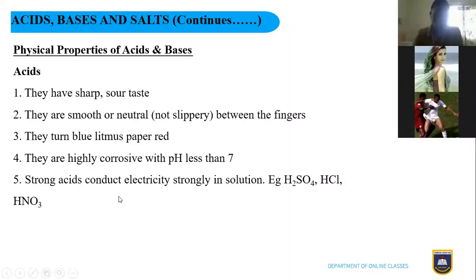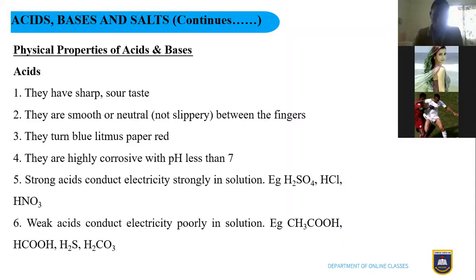Now, strong acids conduct electricity strongly in solution. Examples: H2SO4, HCl, HNO3. Why is it that strong acids conduct electricity strongly in solution? Why is it so? I think the next point will be that weak acids conduct electricity poorly in solution. Why is it so? What do you think, Jasper Kuma?